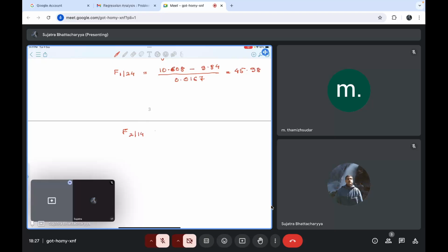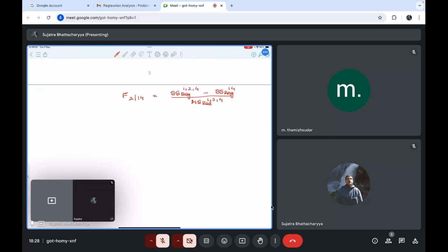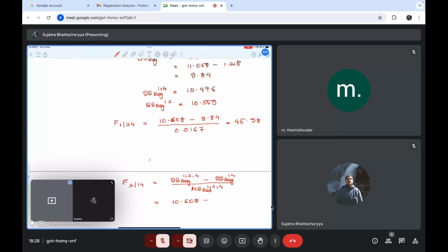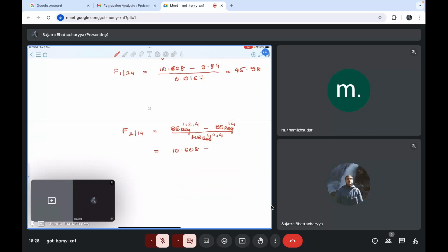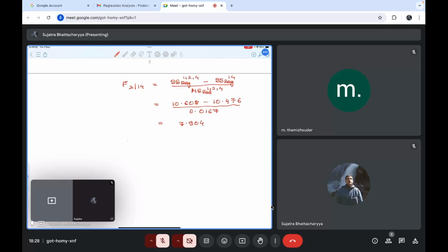F of 2 in the presence of 1 4. Let's do it. So it is SS regression of 1 2 4 minus SS regression of 1 4, divided by MS residual of the entire 1 2 4. SS regression of 1 2 4 is 10.608, we have seen. SS regression of 1 4 is 10.476. The MS residual we have already calculated for this case. Finally, we get 7.904.